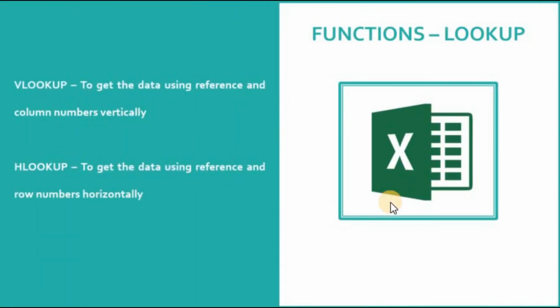So far we have seen functions like VLookup, to get the data using reference and column numbers vertically. HLookup is to get the data using reference and row numbers horizontally.